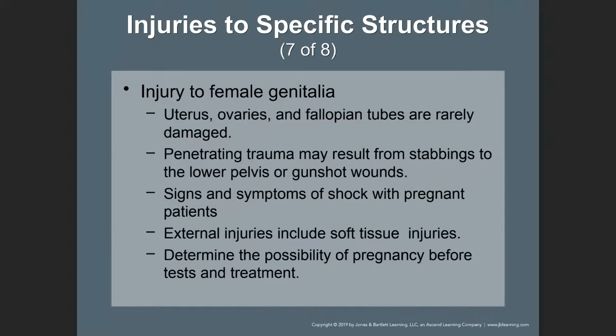Injury to the female genitalia. The uterus, ovaries, and fallopian tubes are rarely damaged. Penetrating trauma may result from stabbings to the lower pelvis or gunshot wounds.